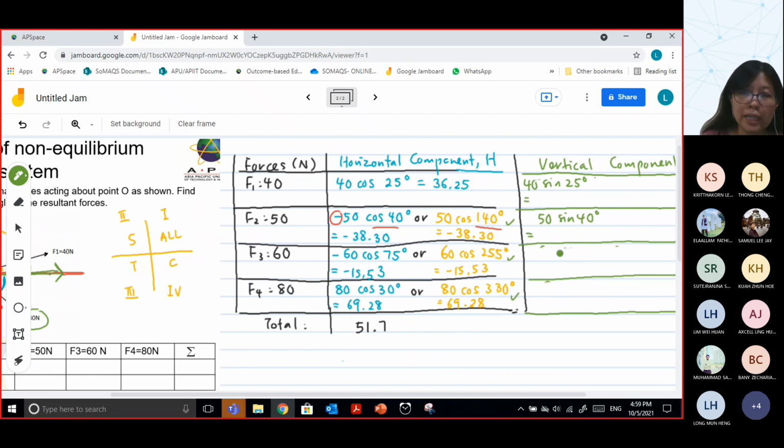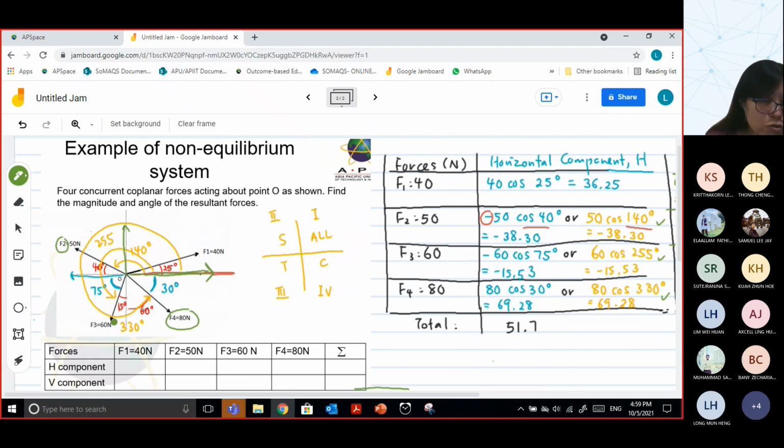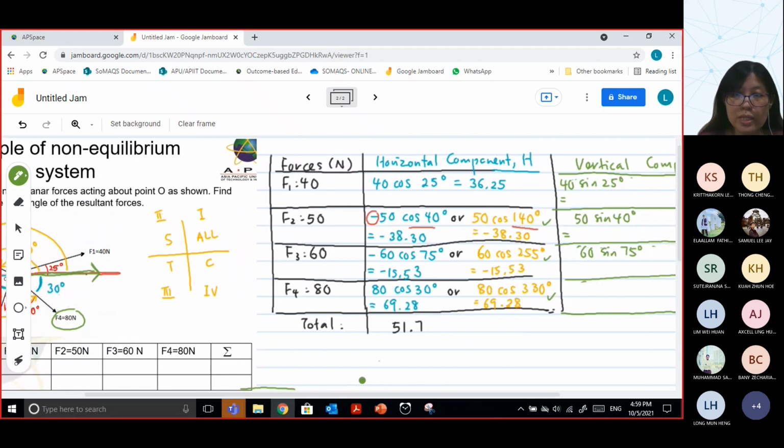Then if you look at the next one, it is 60 sine 75. But how about the sign? When you look at F3, F3 is here, so your vertical is towards down. So towards down, you need to put negative. So if you're using the basic angle, the sign may not follow the sign of the horizontal. Then you have to take note.